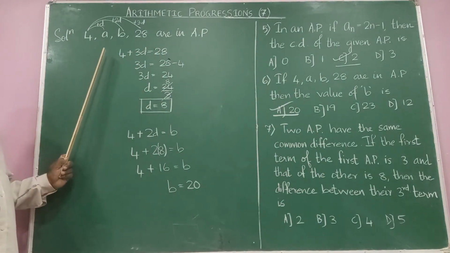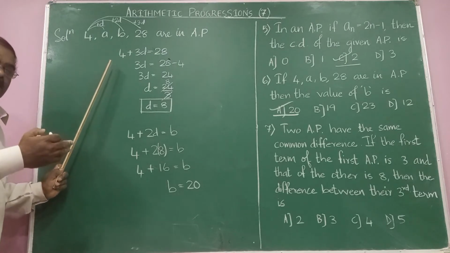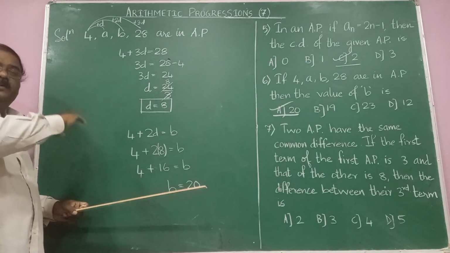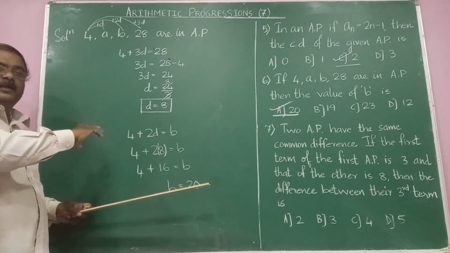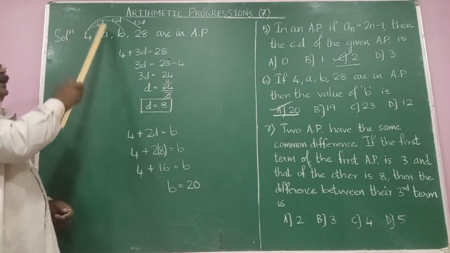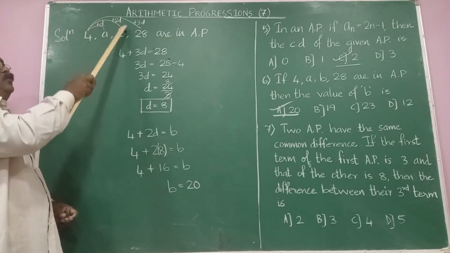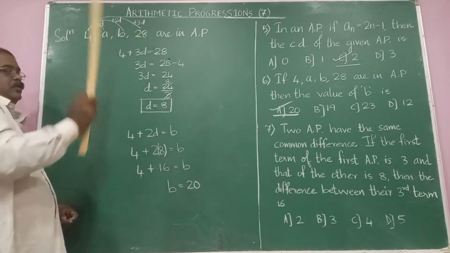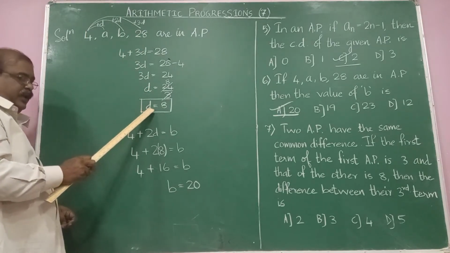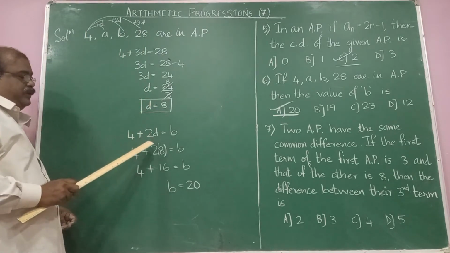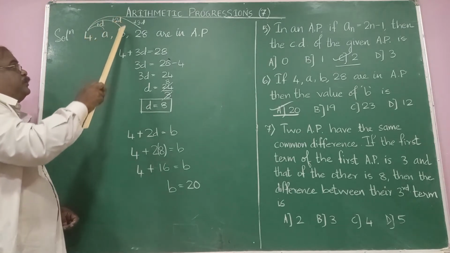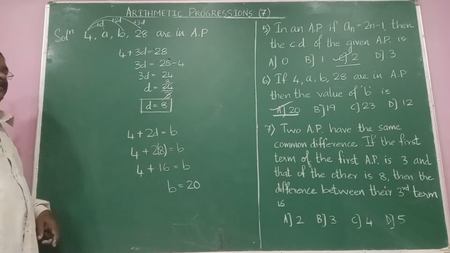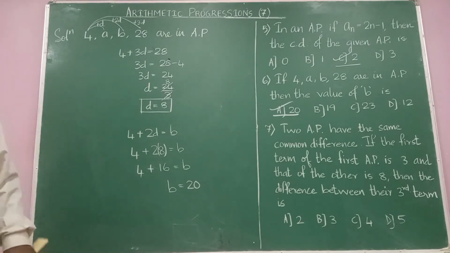Is the concept clear? In an arithmetic progression, always remember, if I want the next term, add d. If you want the previous term, I always have to subtract d. In this case, if I add d, I get a. If I add 2d, I get b. If I add 3d, I get 28. So first, I found out the value of d. Once I knew the common difference, then I used this equation 4 plus 2d is equal to b, and b is equal to 20. We go to the next sum.